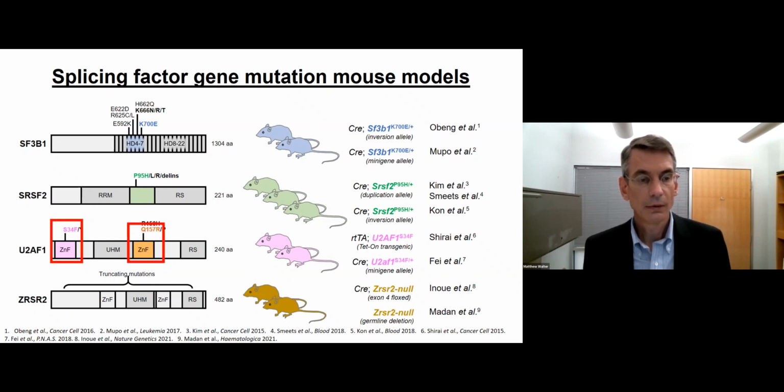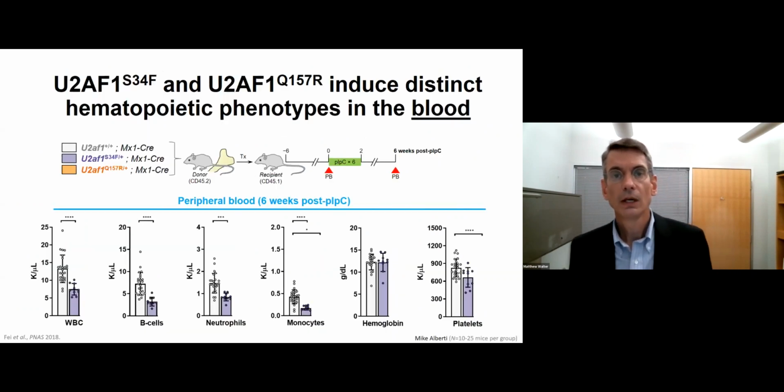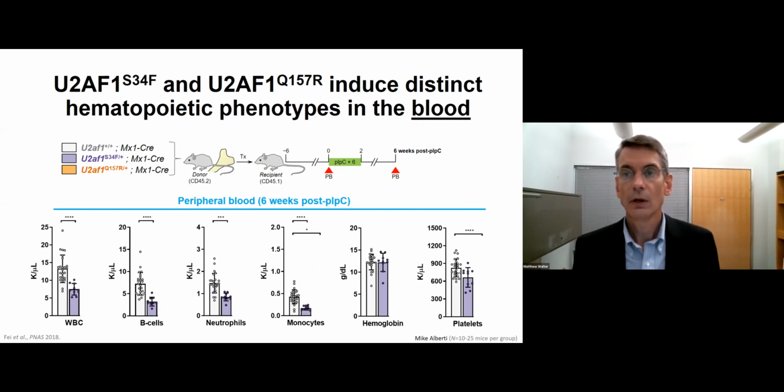and an existing mouse model of S34F heterozygous knock-in had been published by Dennis Fay and Harold Varmus's group. So in collaboration with Dr. Fay and Varmus, we obtained the Q157 heterozygous knock-in mice and did a direct comparison to the existing S34F mutant mice to address these questions of similarities or differences in hematopoiesis, as well as the splicing targets. And what we identified was that the U2AF1 S34F and the U2AF1 Q157R induced distinct hematopoietic phenotypes in the blood.